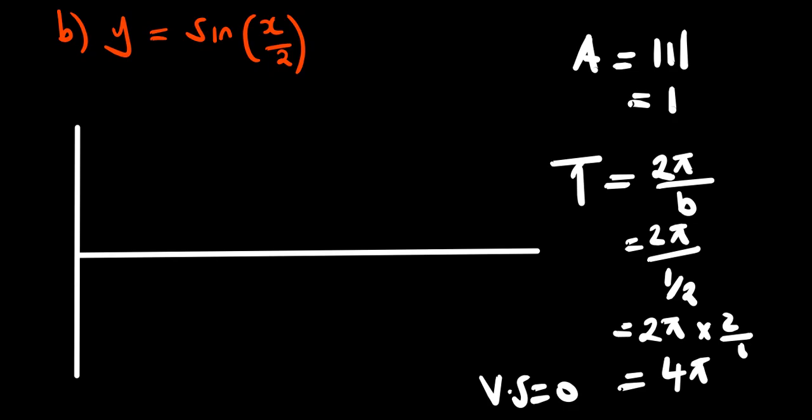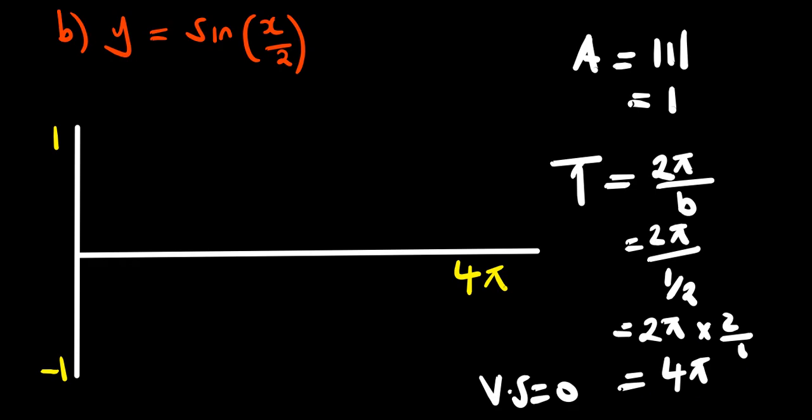So how high our graph is going to go? This will be 1, this will be -1. It will be alternating between these 2 points. Then our period, the time it will take to complete a full revolution for this graph, is going to be 4 pi. Okay, like we found. Then what other information do we have?